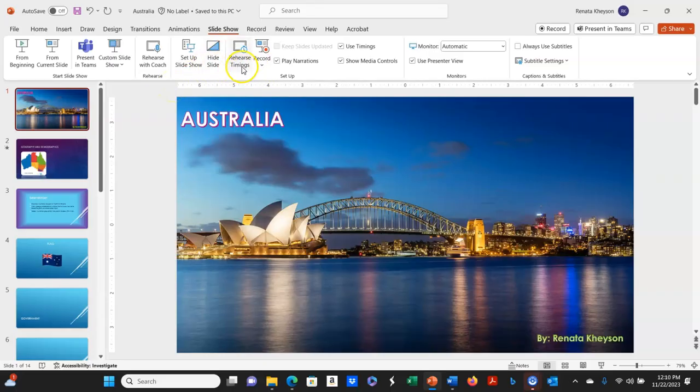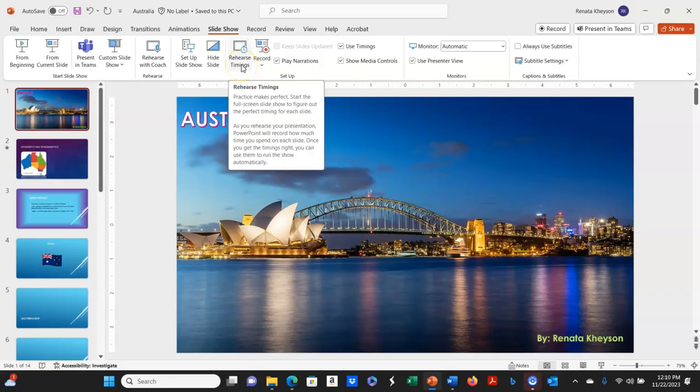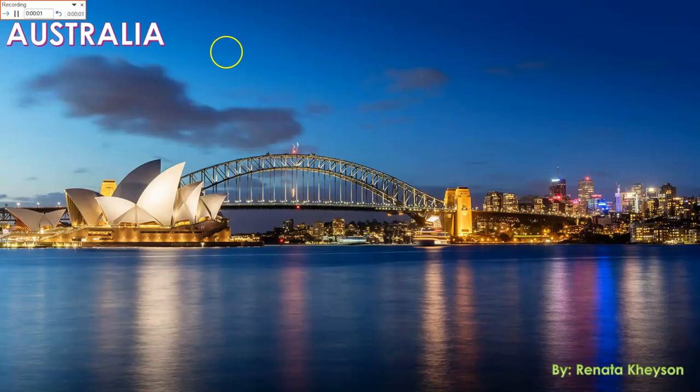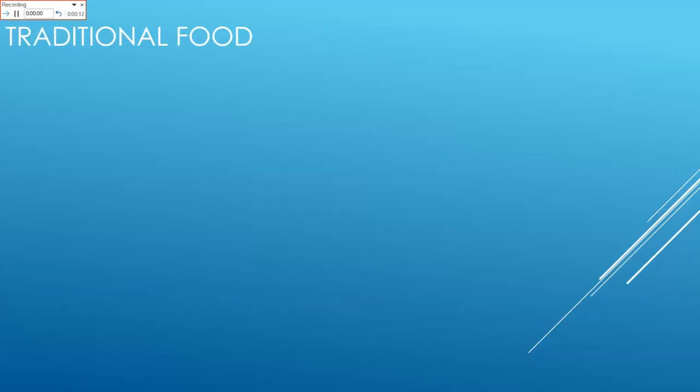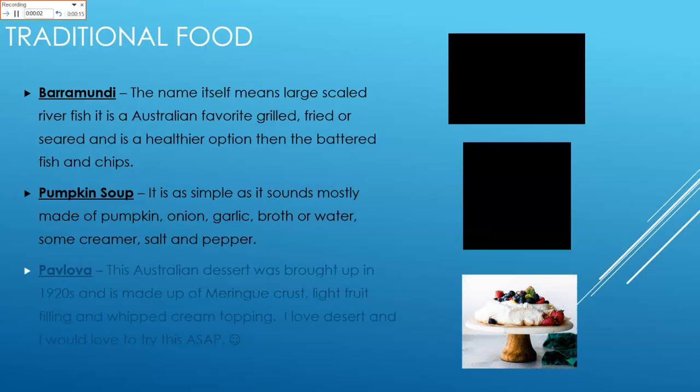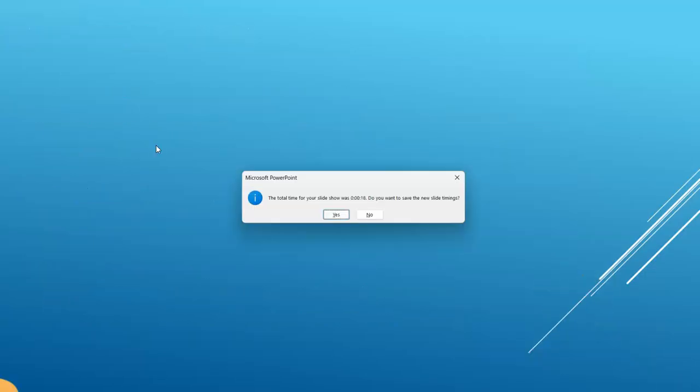actually it's this one here, rehearse timings, and see how long you spend on each slide. So rehearse timings. So let's say you're going to be presenting and it's recording you here. And then you go to the next slide, talk about geography. I'm just going to go quickly, but you would spend the actual amount that you would on each slide. Go to the end, and it's asking the total time for your slideshow is whatever. Do you want to save it? If you say yes, then the next time you present, that's how much it's going to spend on each slide.